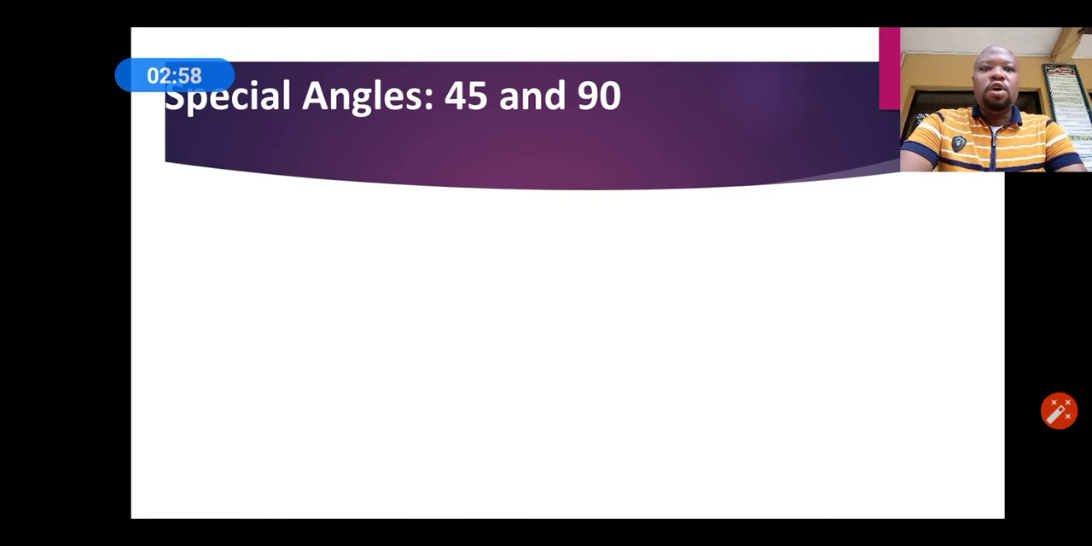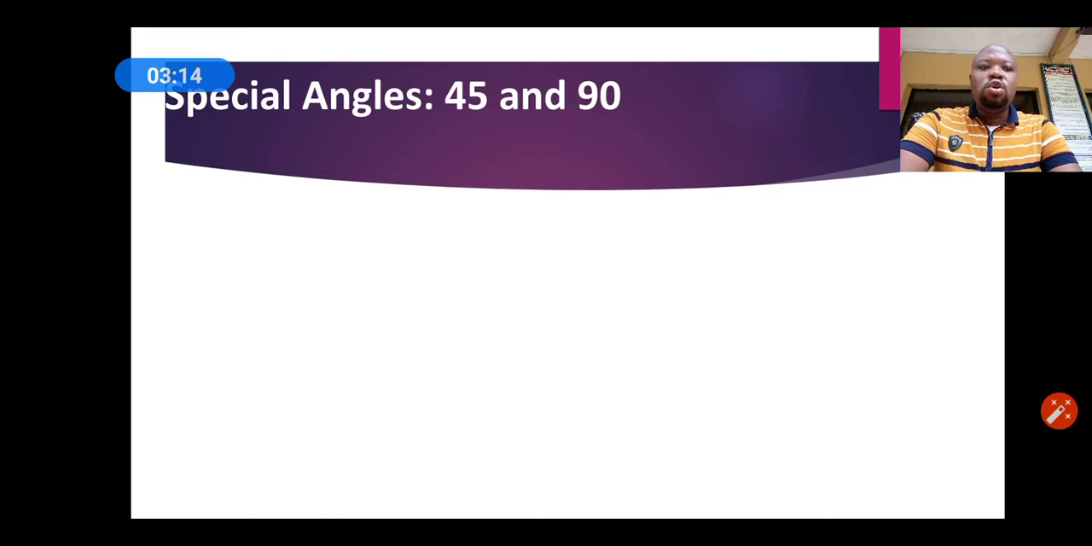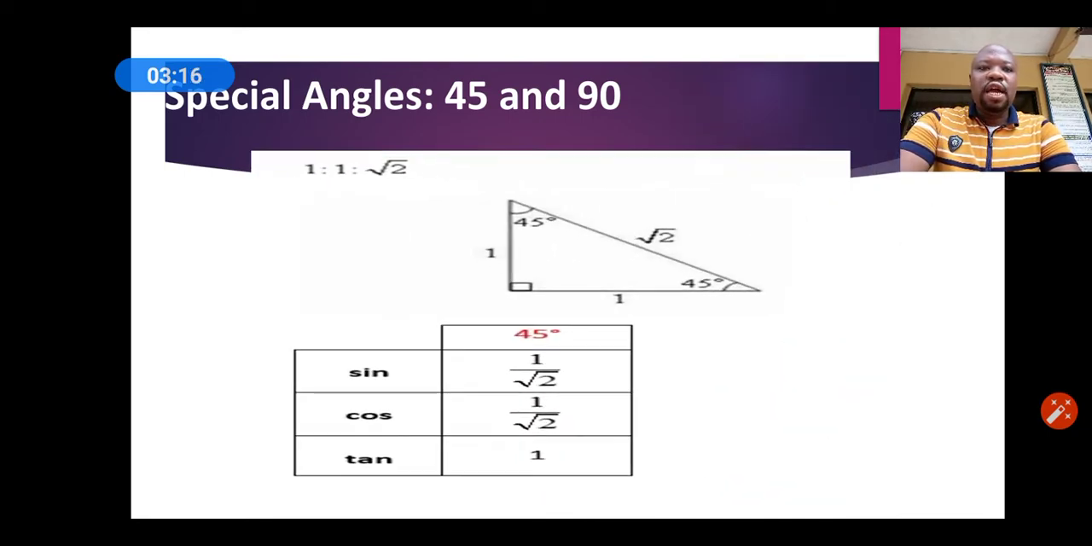Let us consider angle 45 degrees. To consider angle 45 degrees, we are going to use a right angle triangle whose sides are in the ratio 1 to 1 and to root 2. So let us look at the diagram of the right angle triangle. It is on your screen.